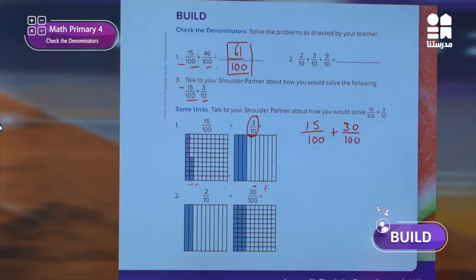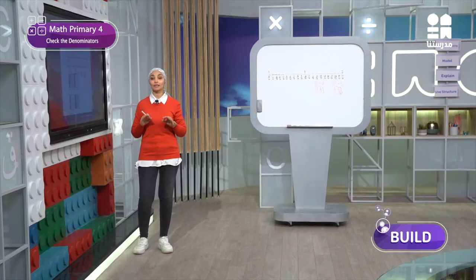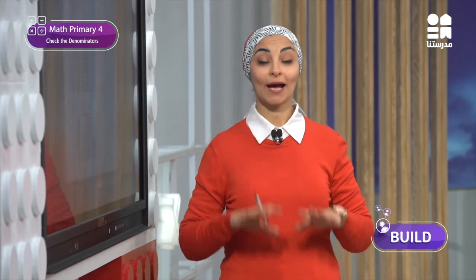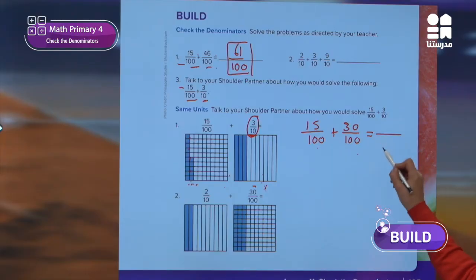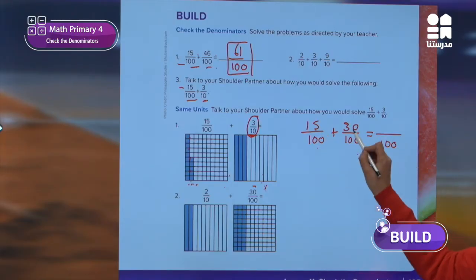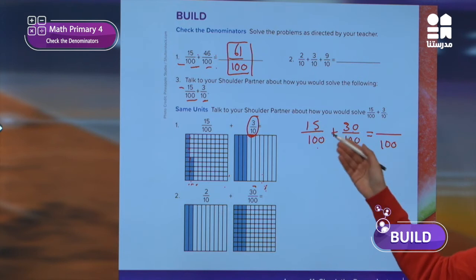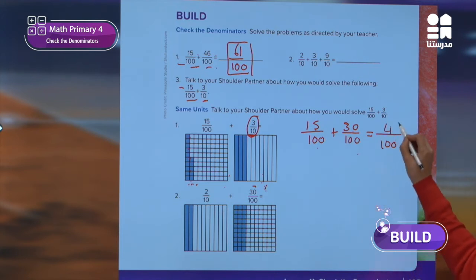واللي أنا عملته ده إن أنا خليت ال denominators like each other is called finding the common denominator. دلوقتي we now can add numerators only. وهخلي ال denominator as it is. يبقى هخلي ال denominator 100 as it is وهعمل plus بس للنومينيتور. 15 plus 30 equals 45. يبقى الفراكشن بتاعتي 45 over 100.